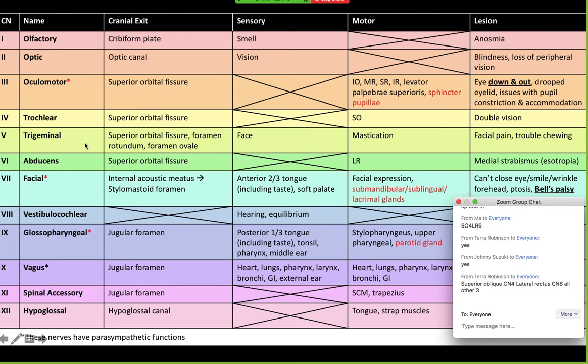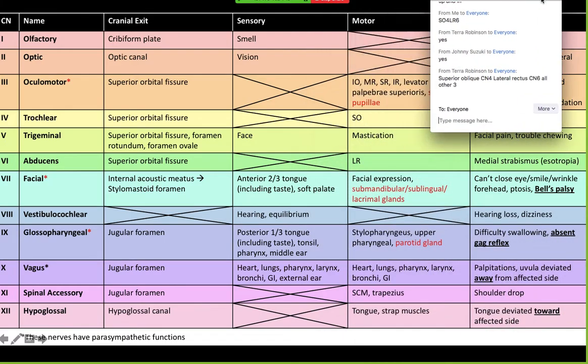Next we have the trigeminal nerve, and I'll go over that one more here in just a minute. So abducens nerve is just the lateral rectus. So if you have a lesion to the abducens nerve and your lateral rectus is no longer functioning, the medial rectus is going to take over and your eye is going to drift medially. So they call this medial strabismus, or you will also hear it called esotropia.